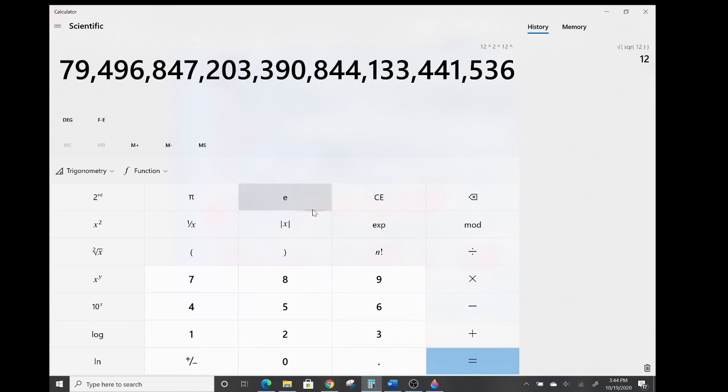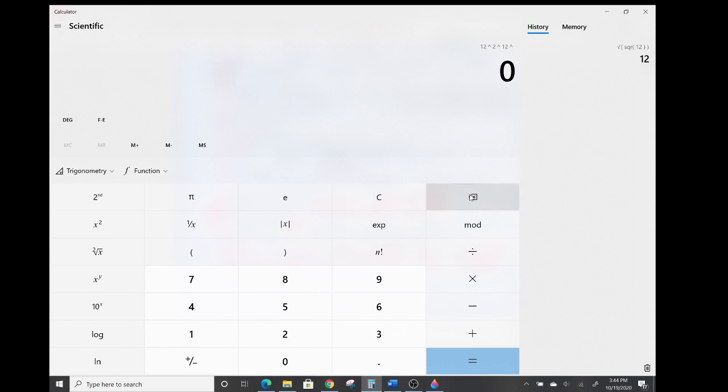Uh-oh, need to clear this out. I always do this with this calculator. I don't like this calculator. One of these days I'm going to get a real live webcam and you can watch me do my calculator. But anyway, I'll quit complaining.